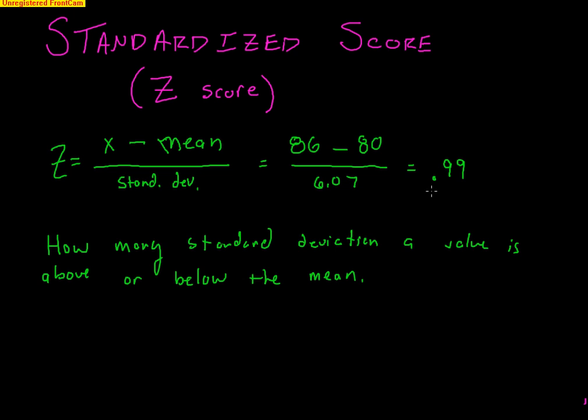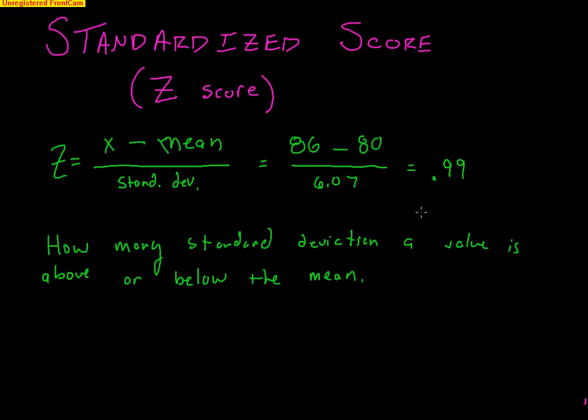Now, since Brian got an 86, obviously when I subtract, I get a positive number, and when I divide, I get a positive number. So Brian was 0.99 standard deviations above the mean. If Brian had scored below the mean, then I would have subtracted and gotten a negative number, and he would obviously be below the mean. So the z-score is positive or negative.